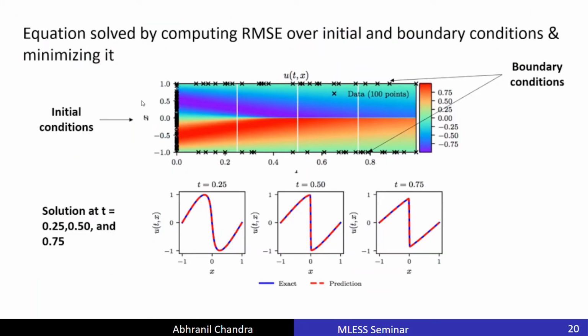And we return f from the function. Now solving it using the above PINN, we get the following solutions. We see that at t equal to 0, the data points are the initial conditions. At x equals 1 and x equals minus 1, we get the boundary conditions. And finally, if we see the solutions at t equal to 0.25, 0.5 and 0.75, we see that the blue exact solution and the red predictions exactly overlap, and thus the solutions are very apt and appropriate.